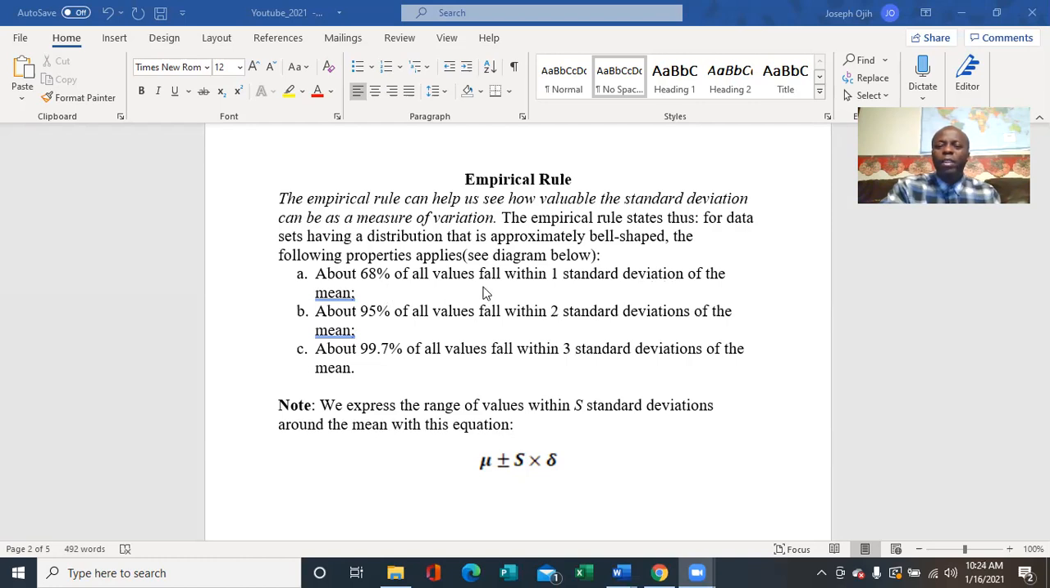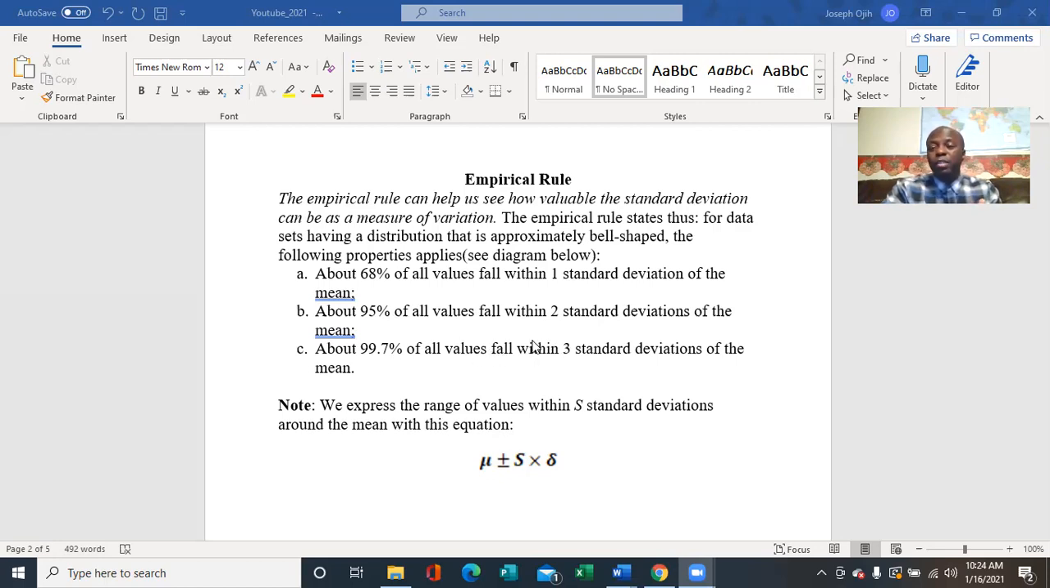68% of all values fall within one standard deviation of the mean. 95% of all values will fall within two standard deviations of the mean. And 99.7% of all data values will fall within three standard deviations of the mean.